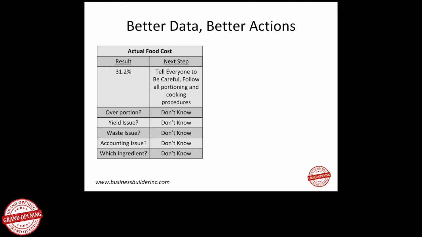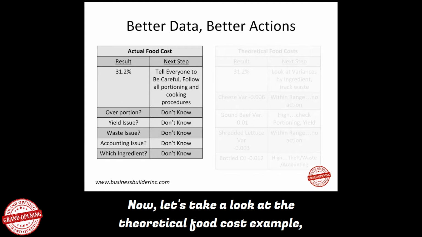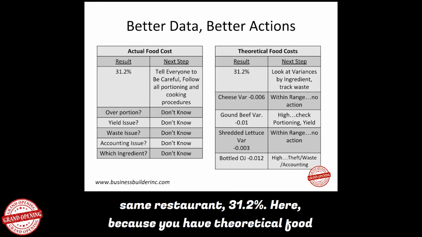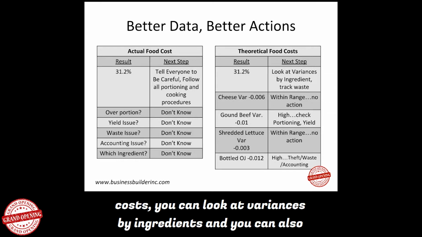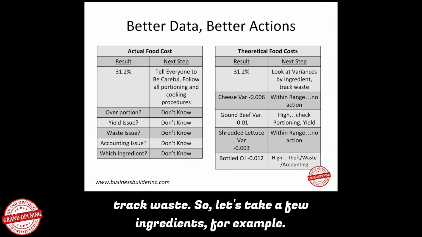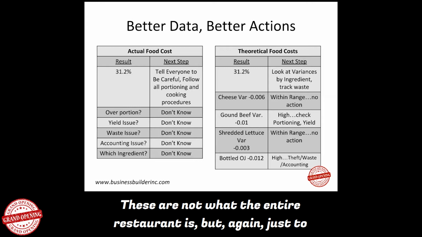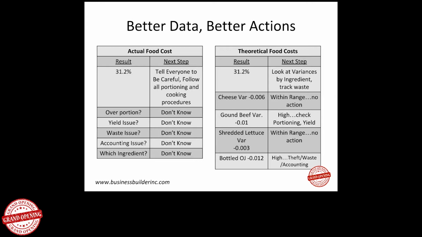Now let's take a look at the theoretical food cost example. Same restaurant, 31.2%. Here, because you have theoretical food costs, you can look at variances by ingredient, and you can also track waste. So let's take a few ingredients, for example. These are not what the entire restaurant is, but again, just to give you an example.